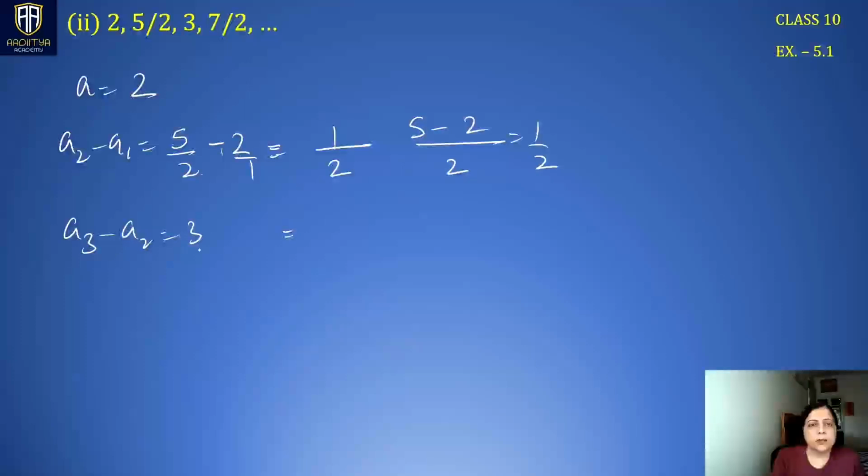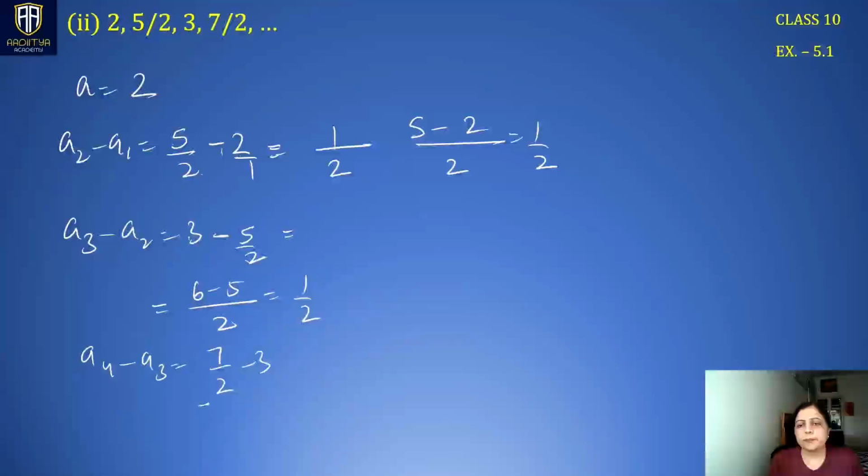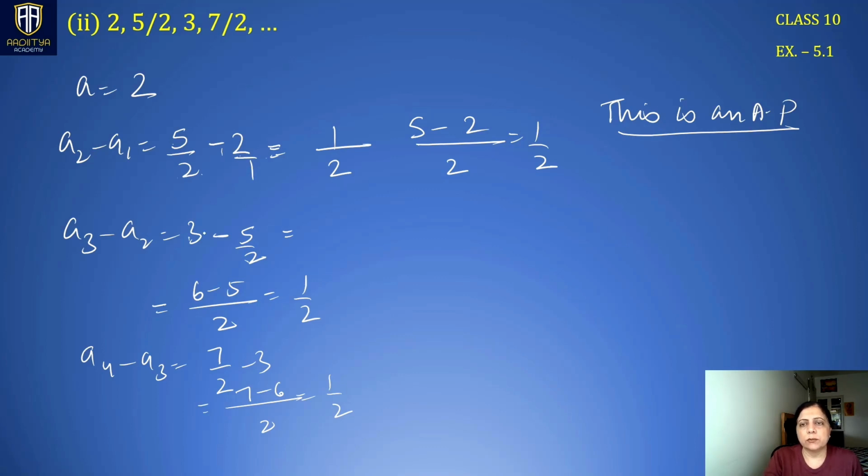So now A3 minus A2 is 3 minus 5 by 2. So it becomes, 2 is the LCM, 2 3s are 6 minus 5. This is also 1 by 2. And finally, A4 minus A3 is 7 by 2 minus 3, which is 7 minus 6 over 2, 1 by 2. So yes, this is an AP. This is an AP because the common difference is same for all the consecutive terms.